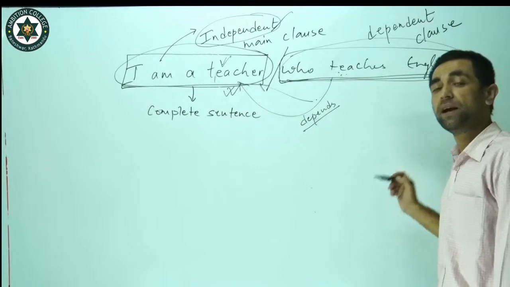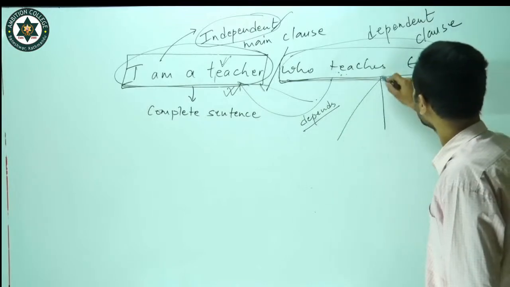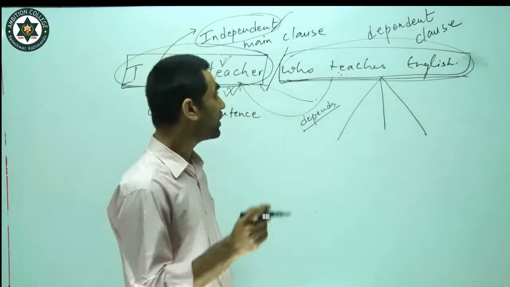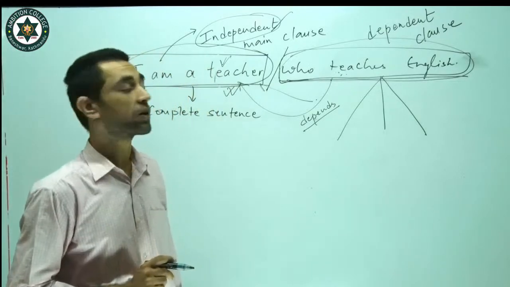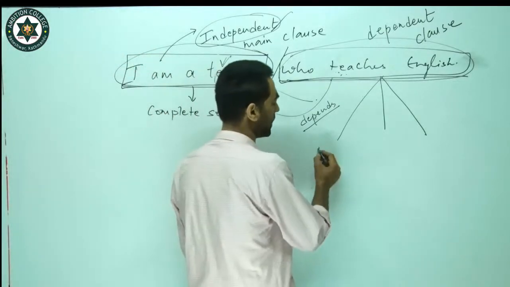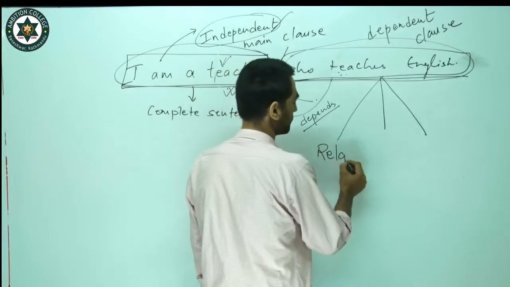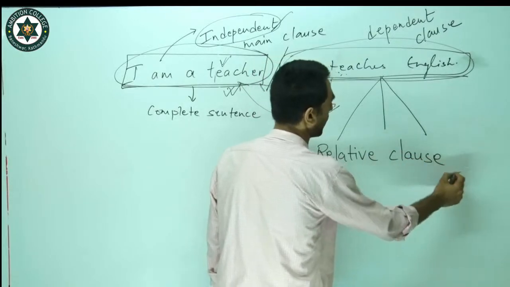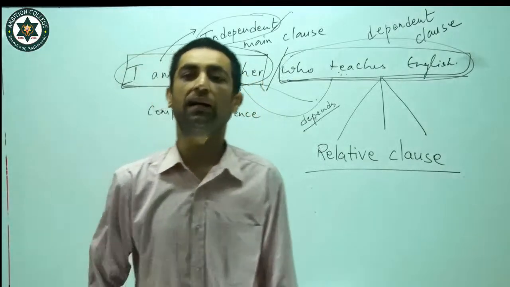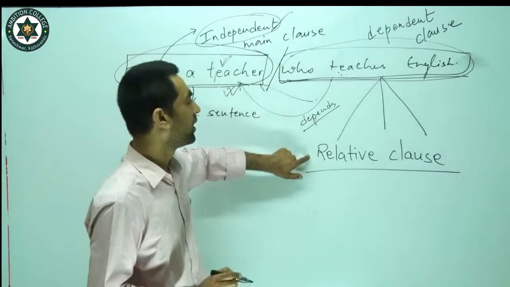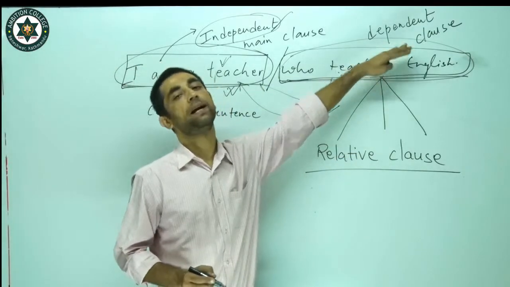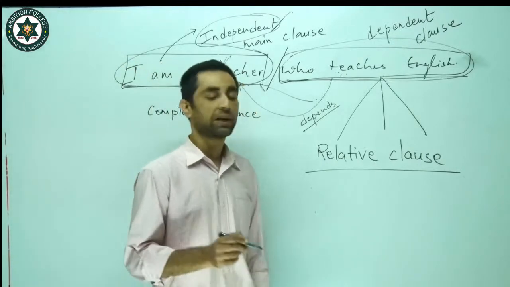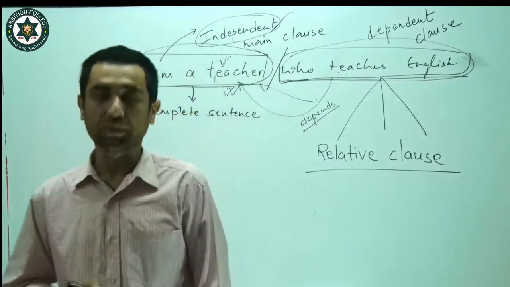Now, dependent clauses have various different types, such as adjective and adverbial. Let's not get into that. What we are concerned about in the dependent clause is the relative clause. Today our class concerns this topic, which is part of the dependent clause, not the independent clause. Now, let's understand what a relative clause is.